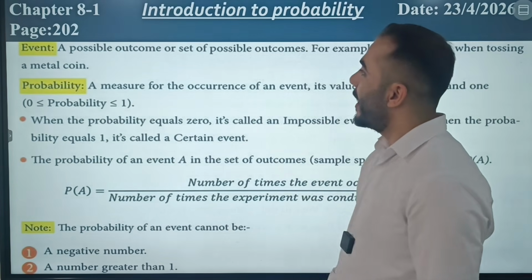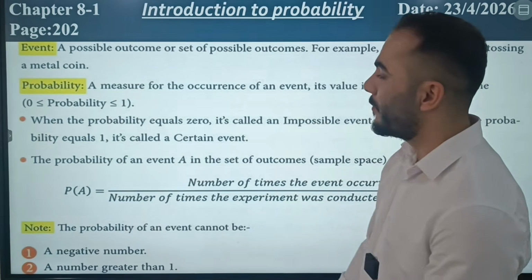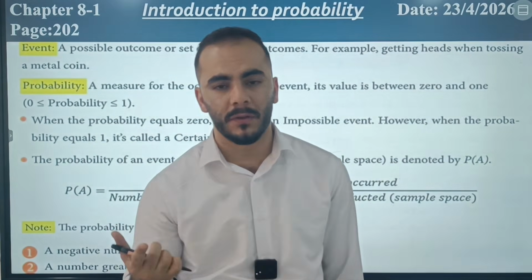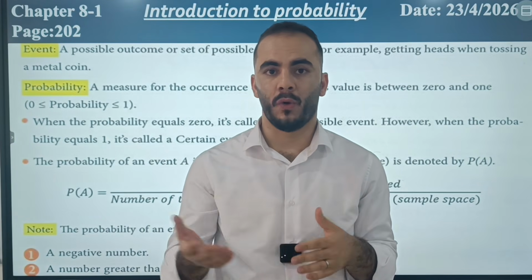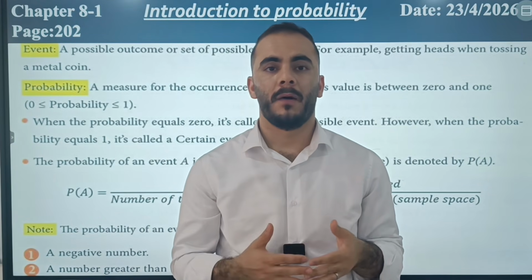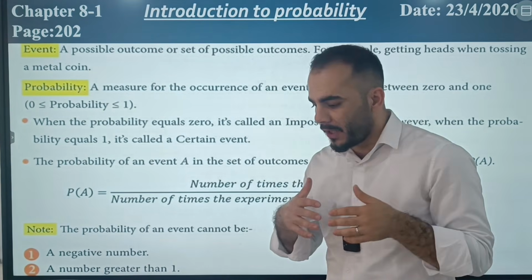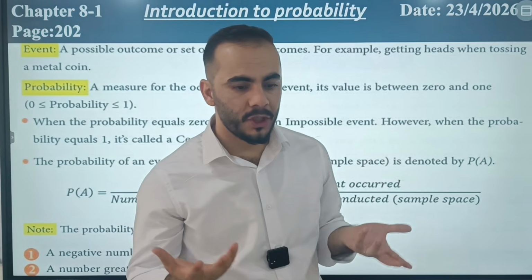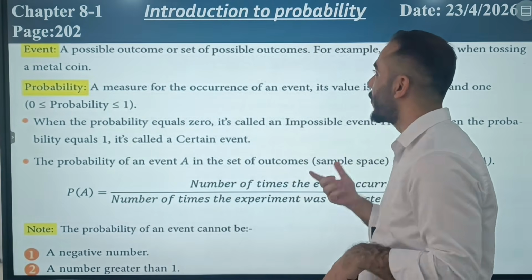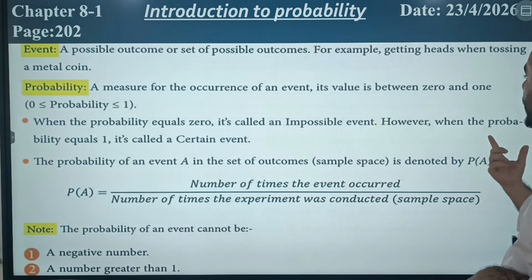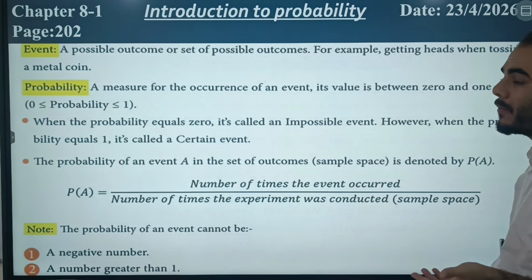How about event? An event is a possible outcome or a set of possible outcomes, for example, getting head when tossing a metal coin. So each outcome is called an event. For example, getting a head when we toss a coin. Each one of these outcomes is called an event. Or getting number 1, number 2, or each number on a dice is called an event, because it is a possible outcome or a set of possible outcomes.